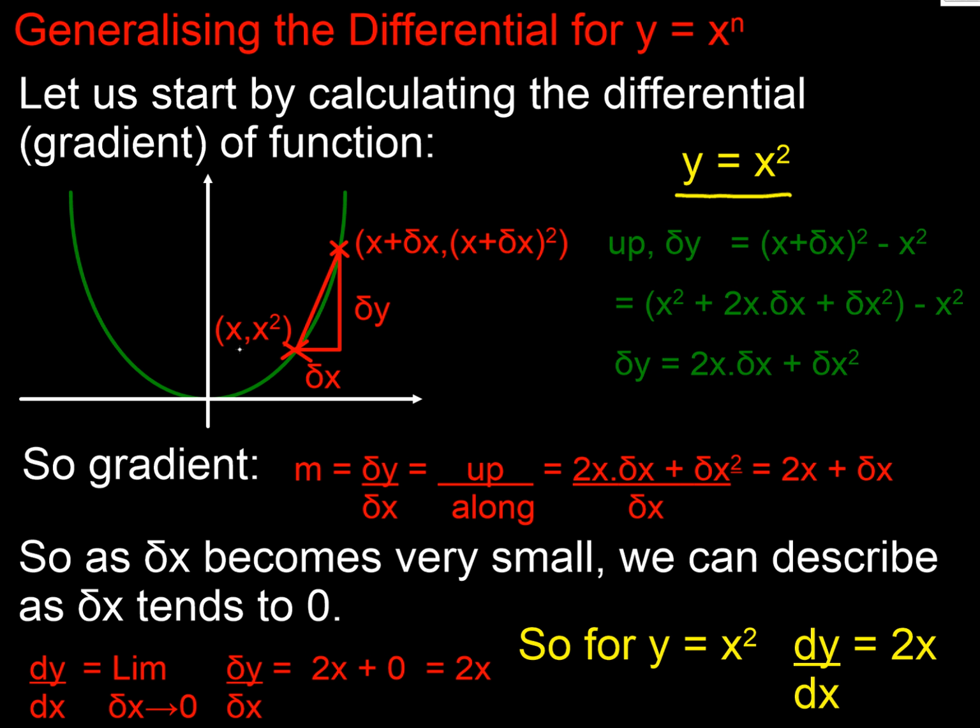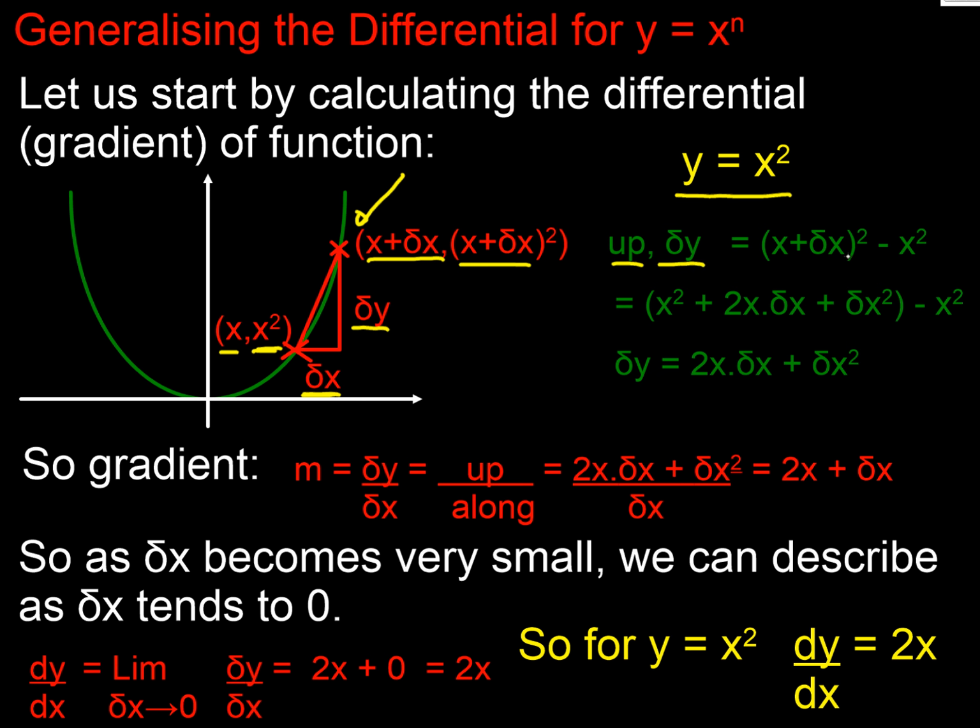Our first point we start off at is x, and therefore the y value there is x squared. Then we're going to move along an increase of a little delta x. So the x value of our second point, the one up here, is x plus delta x. And if that's our x value, then our y value is that squared, isn't it? What we're interested in is finding out what the expression is for delta y.